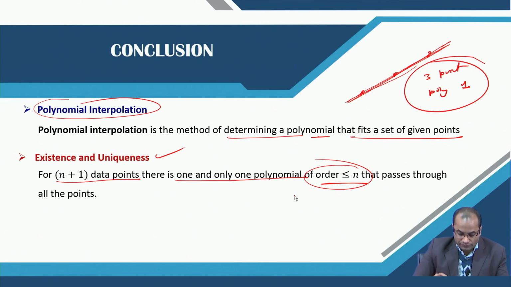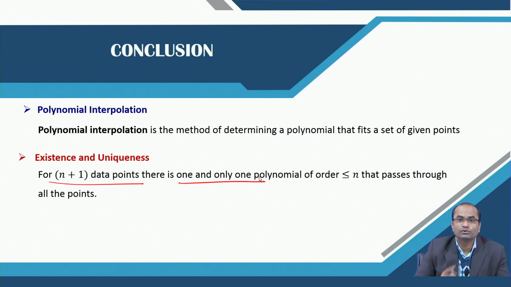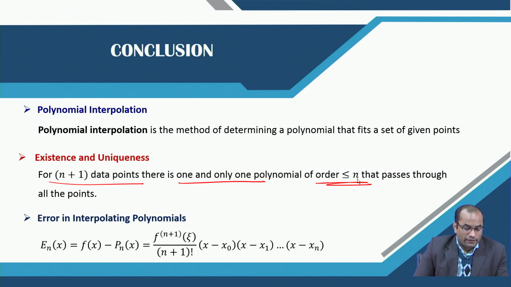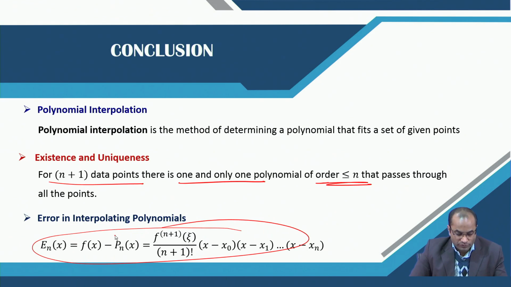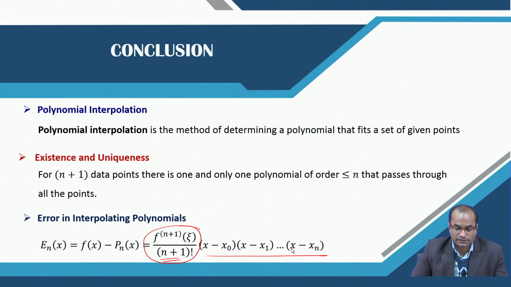So, that is what we have written here, that when n plus 1 data points are given, there is one and only one polynomial. So, uniqueness is always there, and there will be a polynomial of degree less than or equal to n that passes through all the points. And we have also discussed the error in the interpolating polynomial, which is given by this formula: f n plus 1 at some point xi, divided by n plus 1 factorial, times this product x minus x naught, x minus x 1 up to x minus x n.